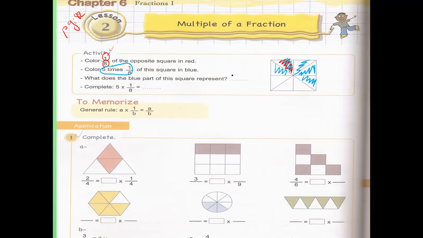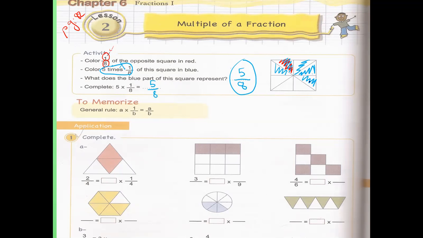What does the blue part represent? Let's write the fraction that represents the number of blue parts. How many blue parts do we have? 1, 2, 3, 4, 5. Out of the total. We always said the denominator is the total number. What is the total number of equal parts? It is 8, because we divide this square into 8 equal parts. So 5 out of 8. What do you notice here? We notice that 5 times 1 out of 8 is 5 out of 8. So 5 times 1 out of 8 equals 5 out of 8.